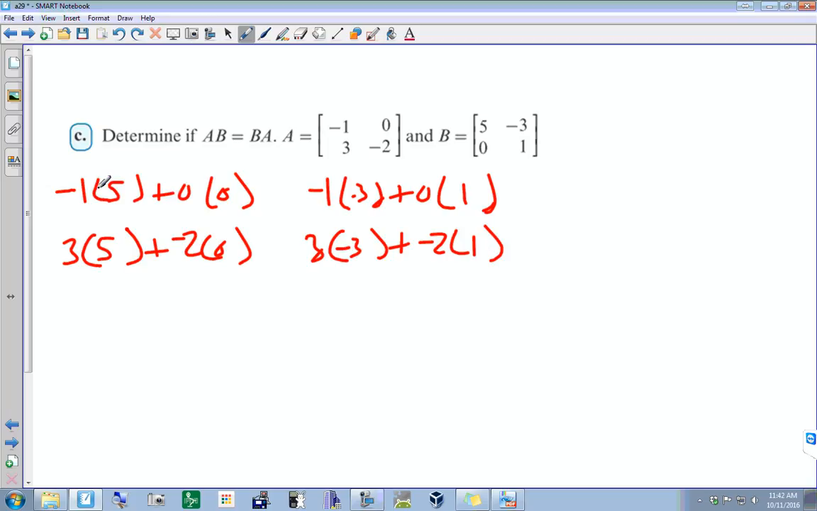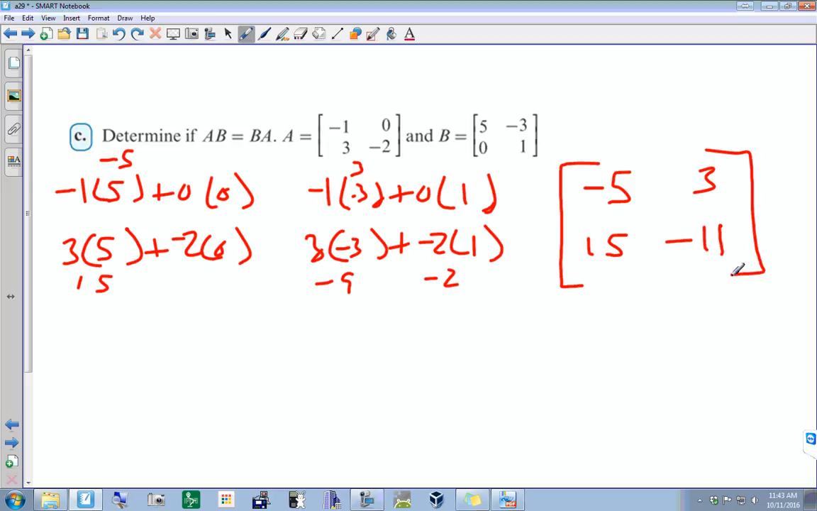Well, that's 0, that's -5. So I end up with -5. Here I get 15. That's 0, so that's going to be 15. Here I get 3. That's 0 there, so that's gone. So that's just 3. Here I get -9 minus 2, so I get -11. So I got that matrix done.